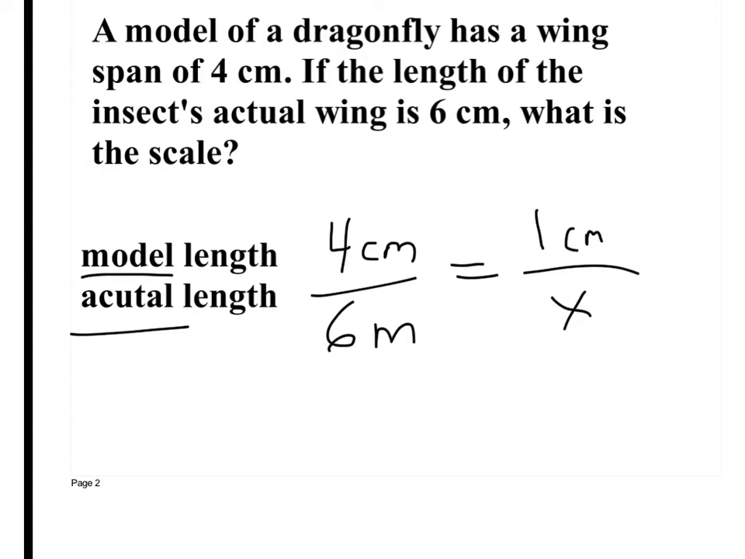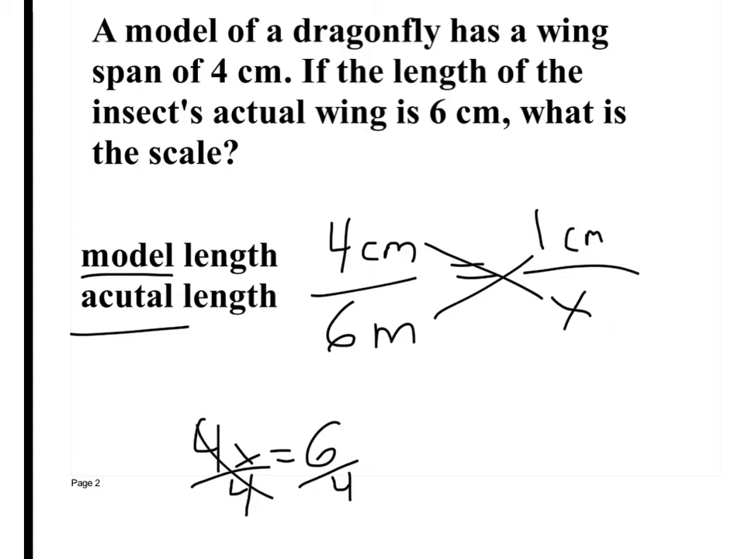So what we do is we cross multiply like yesterday. 4x is equal to 6. I divide both sides by 4. So x equals 1.5 centimeters. So my scale, if I was to write it out, would be 1 centimeter over 1.5 centimeters.